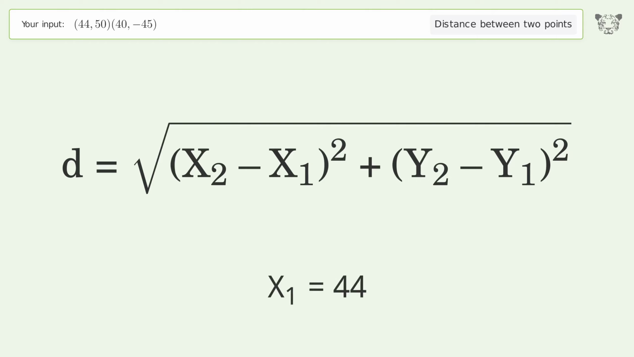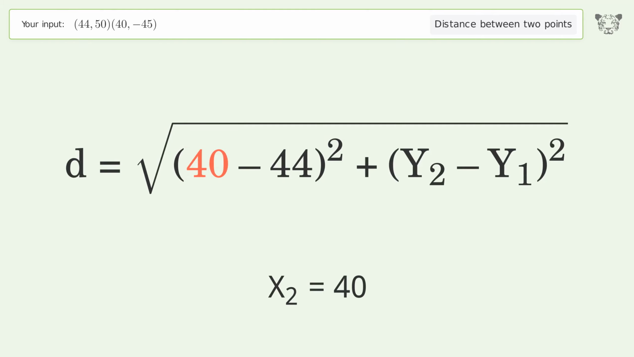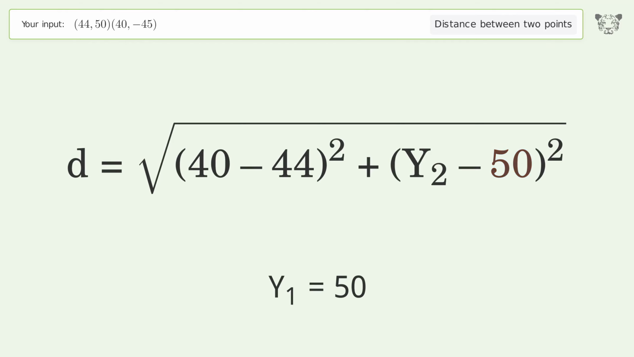x1 equals 44. x2 equals 40. y1 equals 50. y2 equals negative 45.